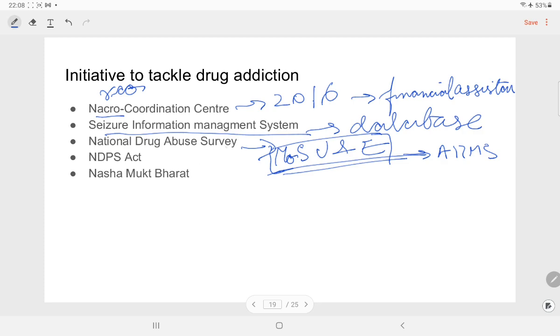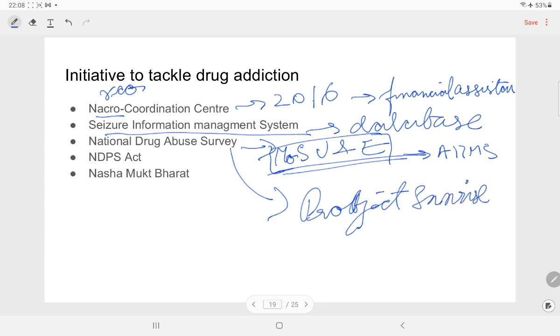And also, one important thing regarding this National Drug Abuse Survey is that Project Sunrise was taken care of by it. And Project Sunrise was launched by the Ministry of Health and Family Welfare to tackle the rising HIV prevalence. So due to the increase in drugs, people are getting HIV, not directly, but under the influence of drugs.